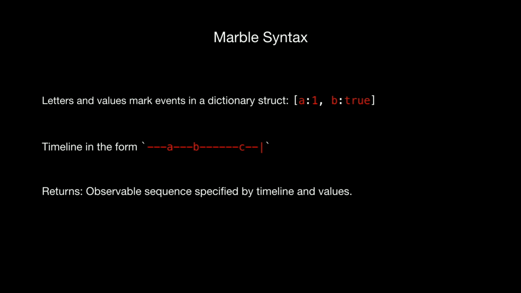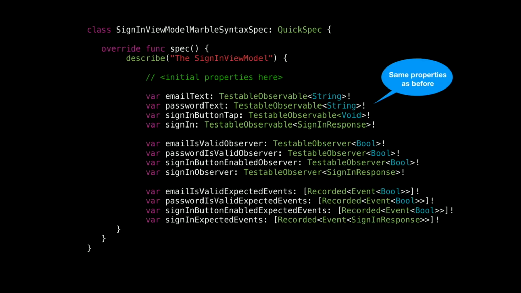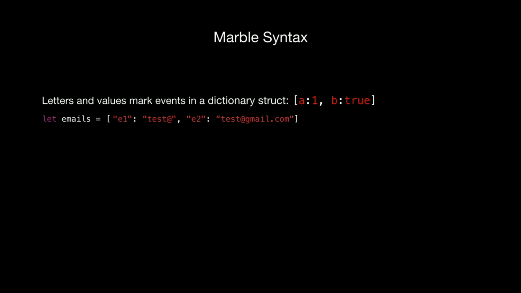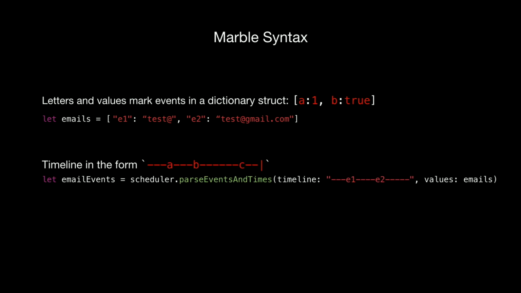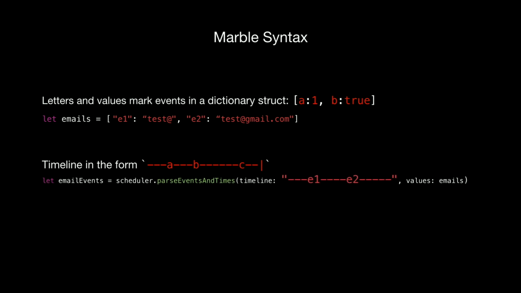And we can return an observable sequence specified by timeline and values. So in our test class, we're going to have exactly the same properties as before, but we're going to initialize them in a different way. So by using the Marble syntax, we have the emails typed as a struct, and then we use the test scheduler to set the timeline of events. So after 3 in virtual time, we have an event called E1 that has a value of an invalid email.